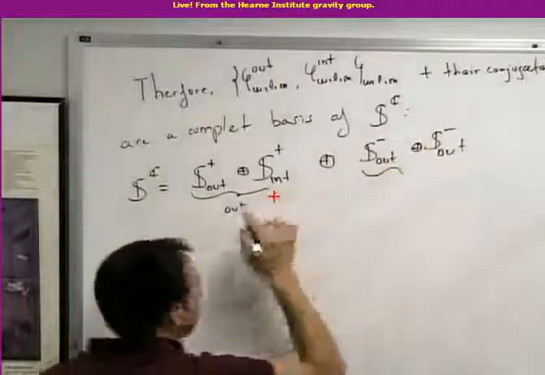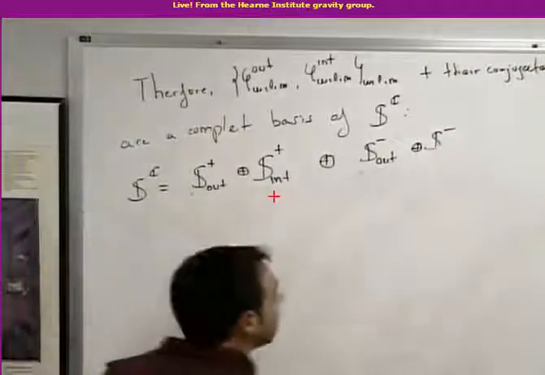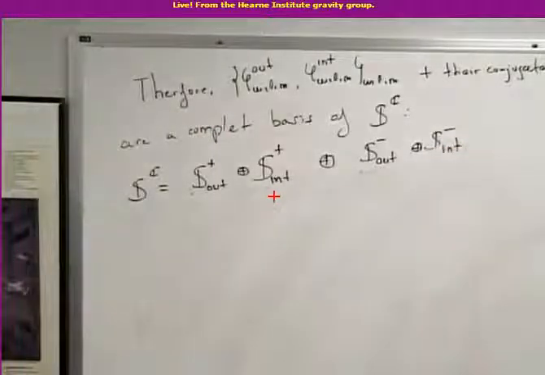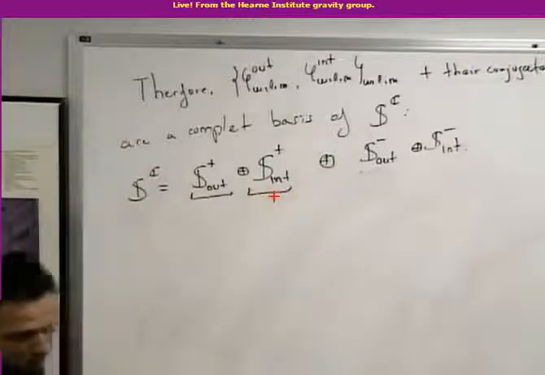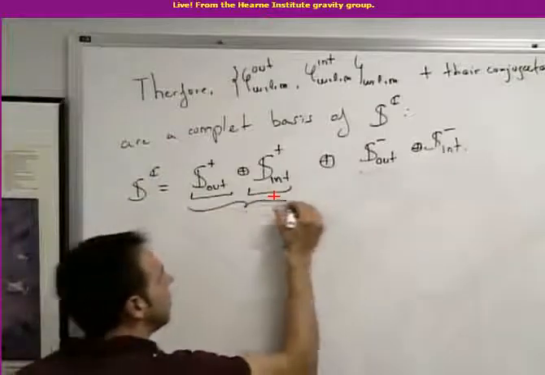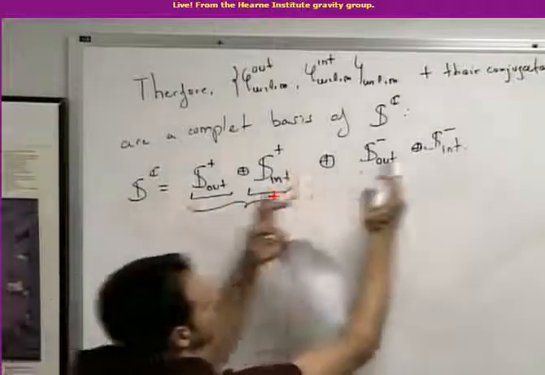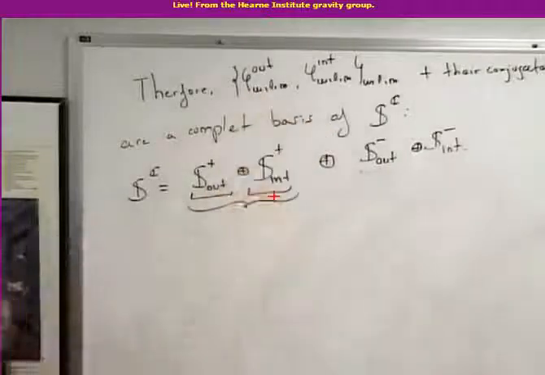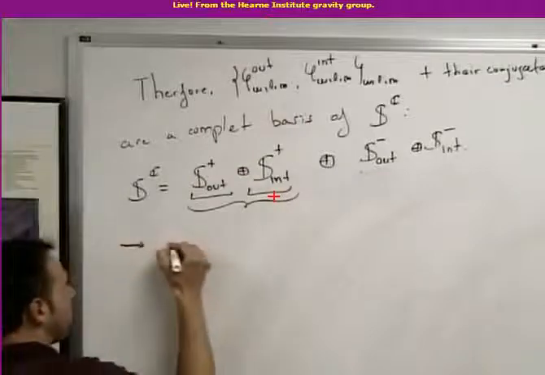So is that set the basis of only S plus, or the full space? Those phi out and phi in are both positive frequency modes, so they are a basis for S positive, plus their conjugates. This is the positive frequency subspace, this is the negative one, but each of them is made of two parts, one coming from the out modes and the other from the in modes. With this, we can define the one particle Hilbert space.